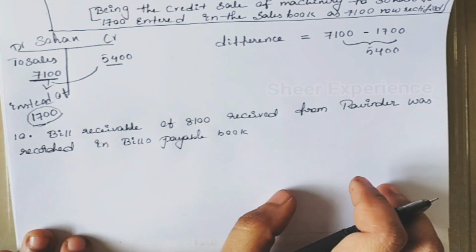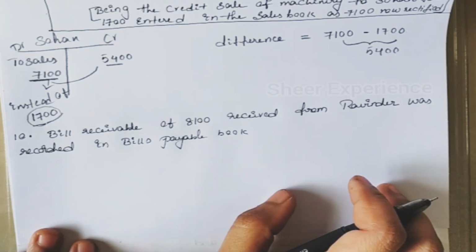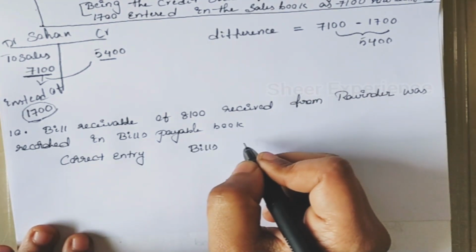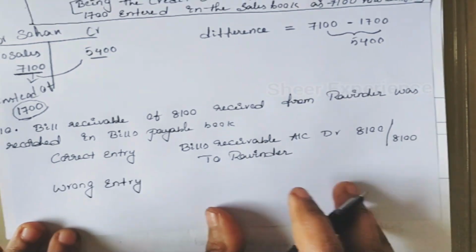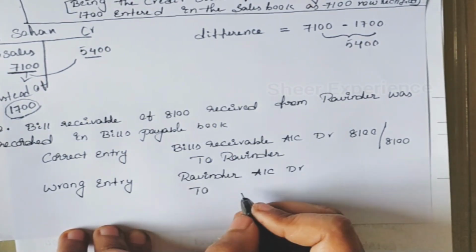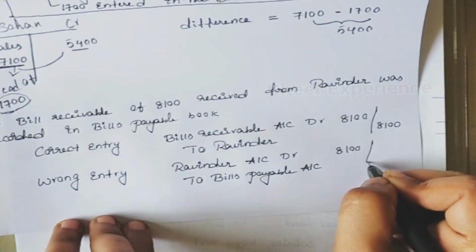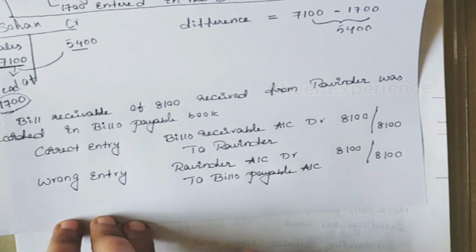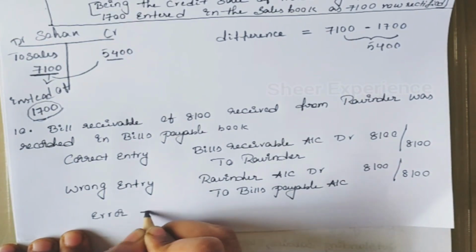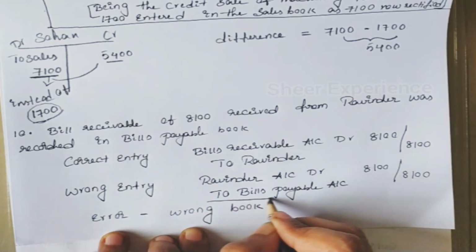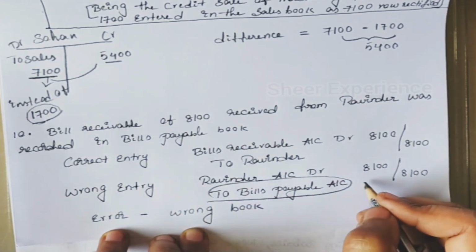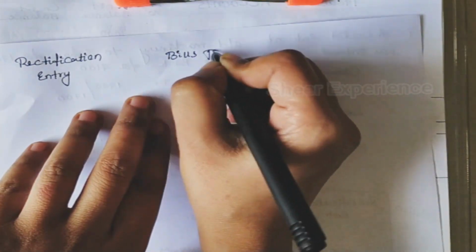Next error is bills receivable of 8100 received from Ravinder was recorded in bills payable book. Correct entry is bills receivable account debtor to Ravinder account. Amount is 8100. The wrong entry is Ravinder account debtor to bills payable account, because we have recorded in bills payable book by mistake. Amount is 8100. Here the error is wrong book or wrong account. Here the wrong account is bills payable. Bills payable is credited. So we will debit this in the rectification entry.